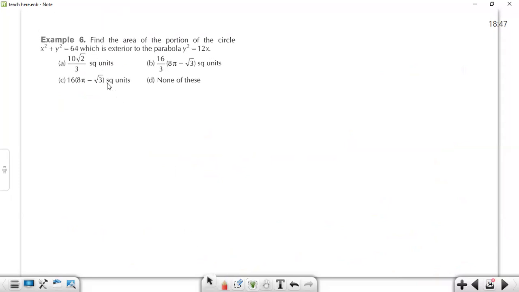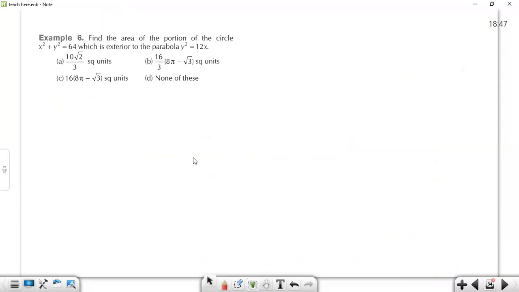Back to integration. Find the area of the portion of the circle. There's a circle given, x square plus y square. The second degree is on both variables, which shows this is a closed figure. x square plus y square is equal to 64. As we discussed earlier, this is the equation of a circle. Comparing, r square is 64, so the radius of the circle is 8.